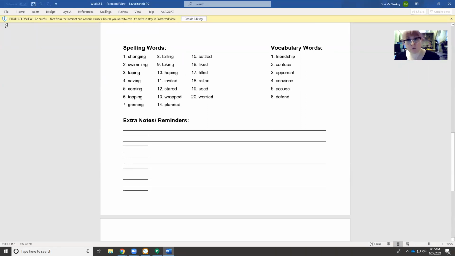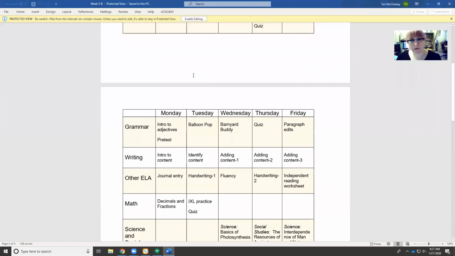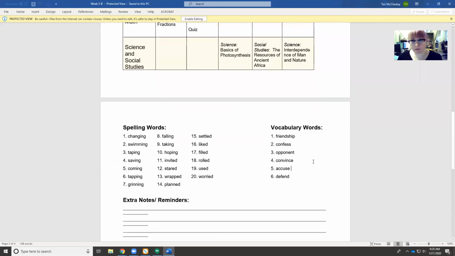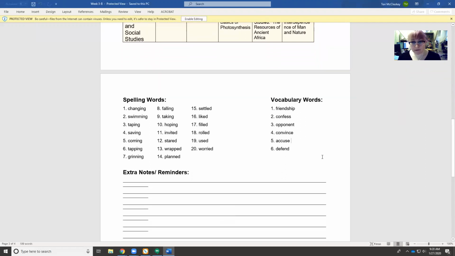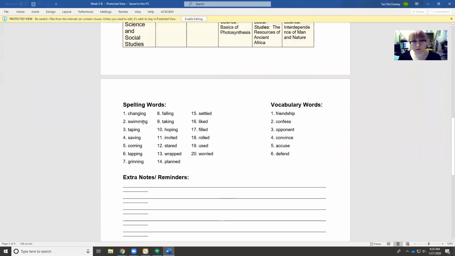You have vocabulary words this week, which are based on your book, The Racing Game. Is that right? I'm saying that right? Yes, I am. The Racing Game. Friendship, confess, opponent, convince, accuse, and defend. And then your extra notes reminder section.